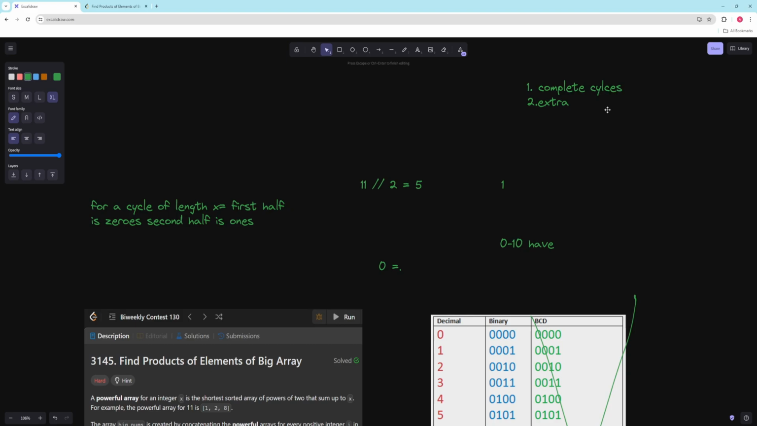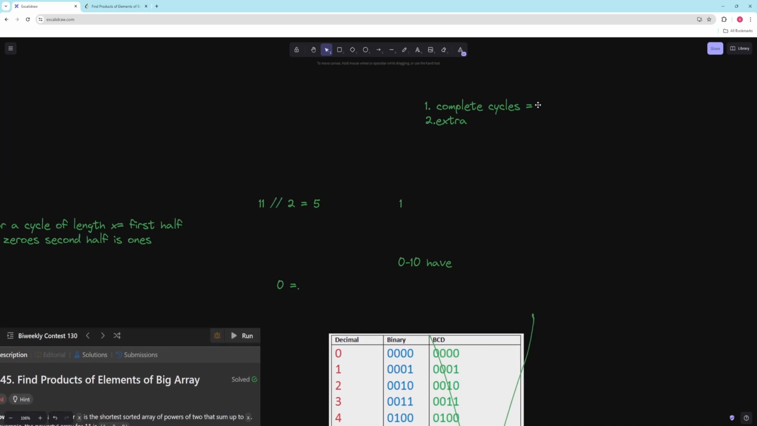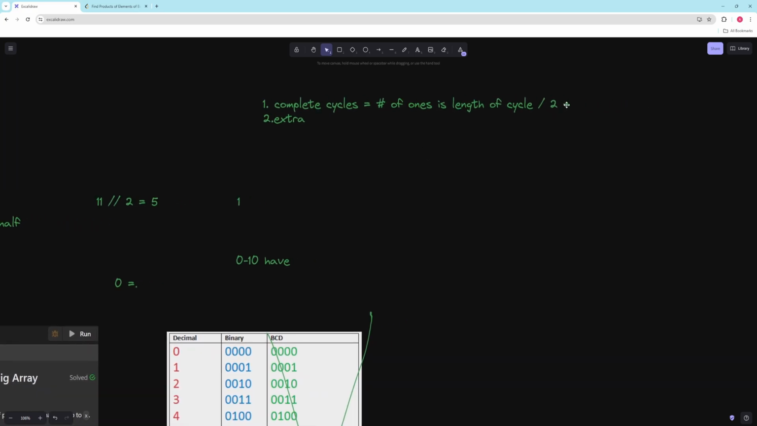And so for complete cycles, our number of ones equals the length of the cycle over 2 times the number of cycles. So let's make this a little bigger. Okay, times number of cycles, right? Because half the cycle is going to be ones. We know it's a bunch of zeros and a bunch of ones. So for complete cycles, we can just say the number of ones is the length of the cycle over 2 times the number of cycles, because for every cycle, half of it is ones.